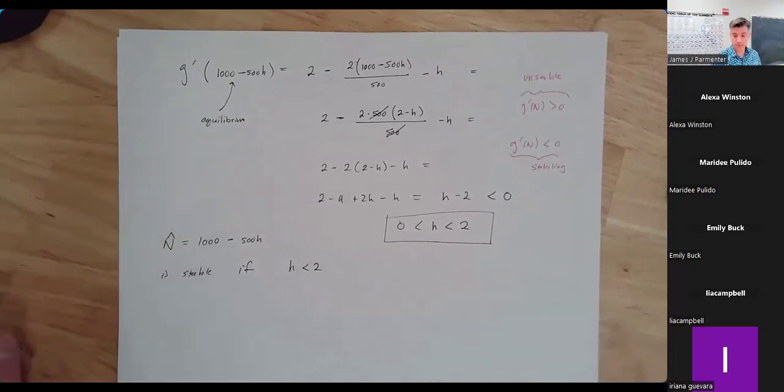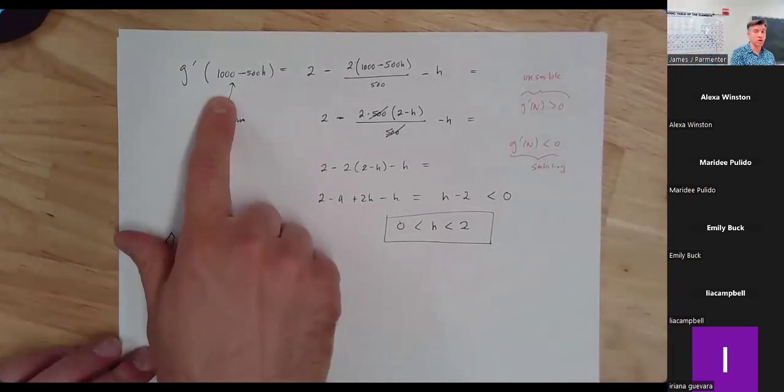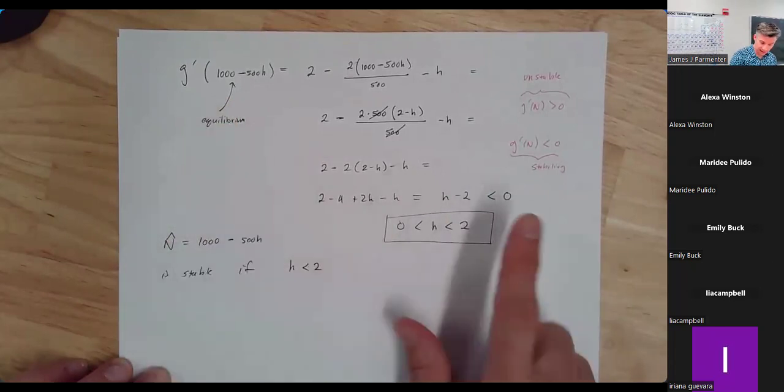I have a quick question. Sure. Just to clarify, for part B, we're just trying to find what value of h makes the derivative negative? Correct. Yes, we're trying to find the value of h that makes the derivative, when you plug in your equilibrium, negative.